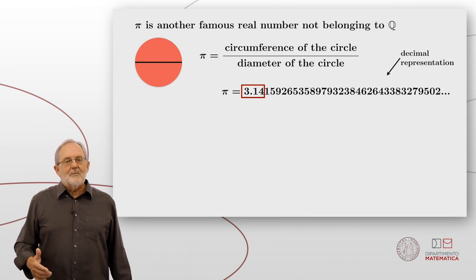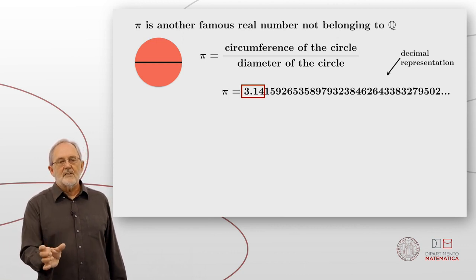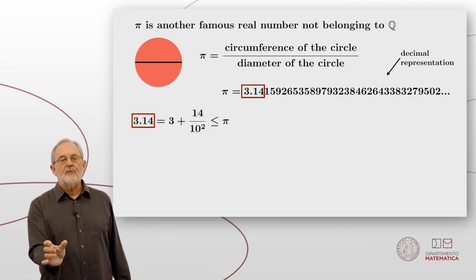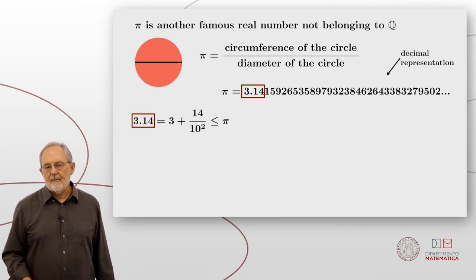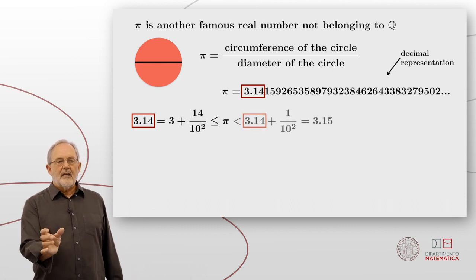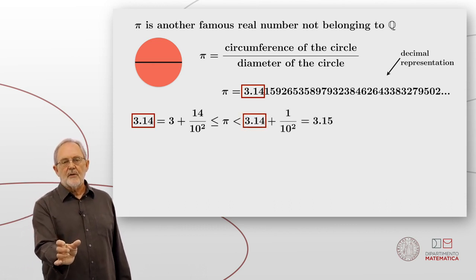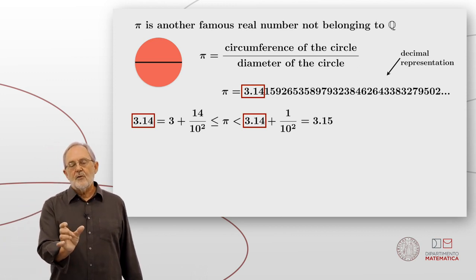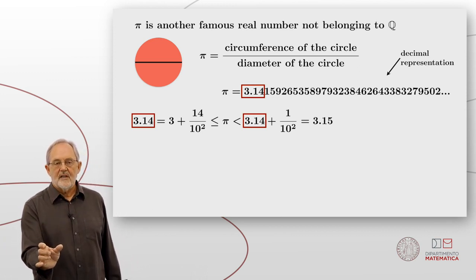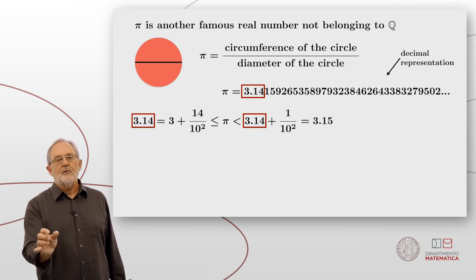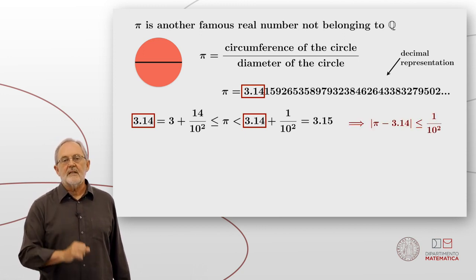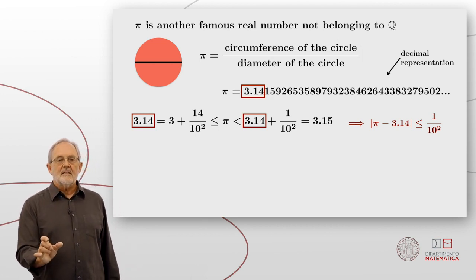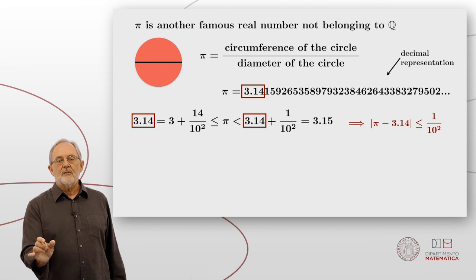Let's not do that, but let's instead try and study the significance of what these decimals mean. For example, pi begins with 3.14. What does that signify? Well, it means that pi is certainly greater or equal to 3.14, because there are other digits after that. But pi is no bigger than 3.15, which is 3.14 plus 1 over 100, 100 being 10 squared. In other words, in terms of absolute value, it tells that the distance between pi and 3.14 is less than 1 over 100.